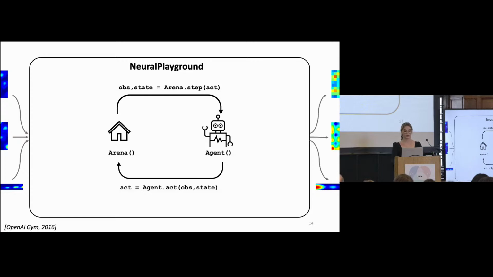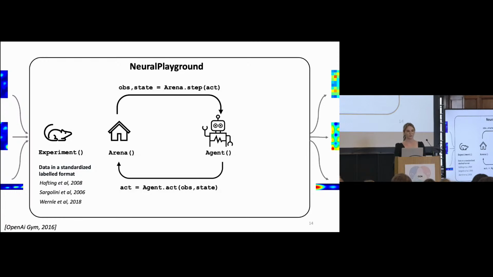However, in addition, NeuralPlayground incorporates the experiment class. This is designed to centralize and standardize access to experimental data. The framework currently contains three influential datasets in the standardized label format, namely we have Hafting 2008, Sargolini 2006, and Wernle 2018.